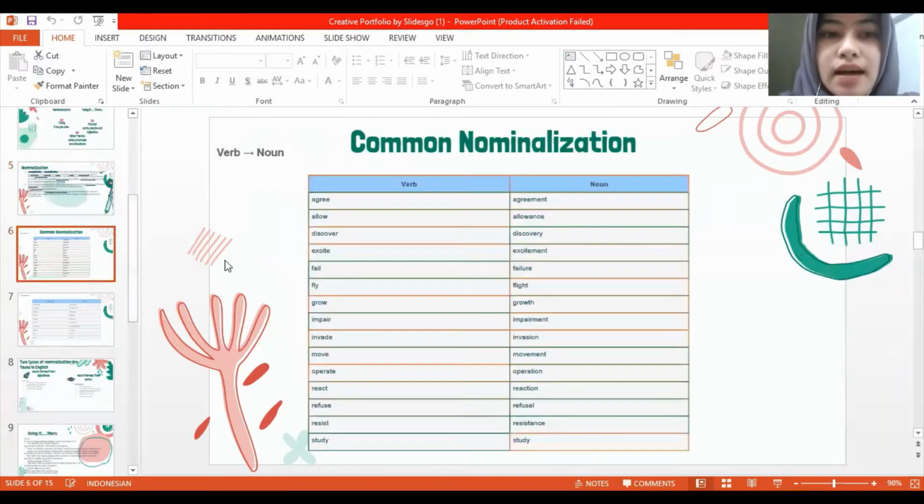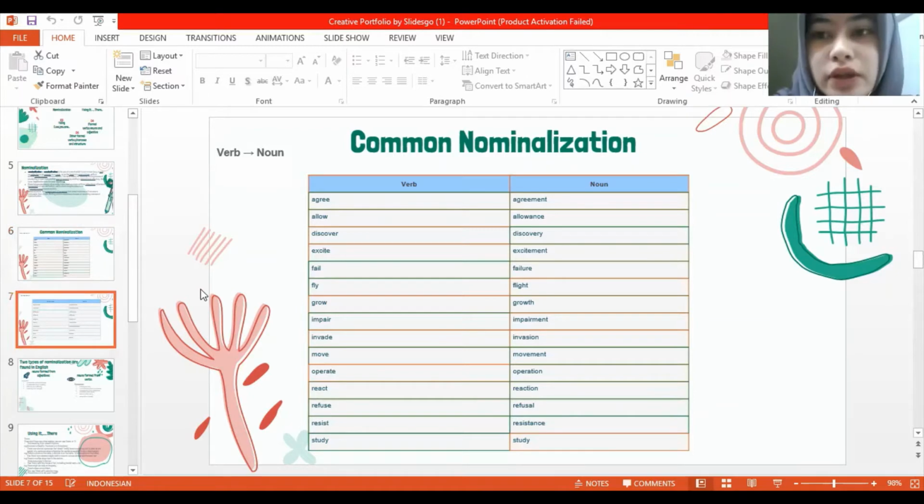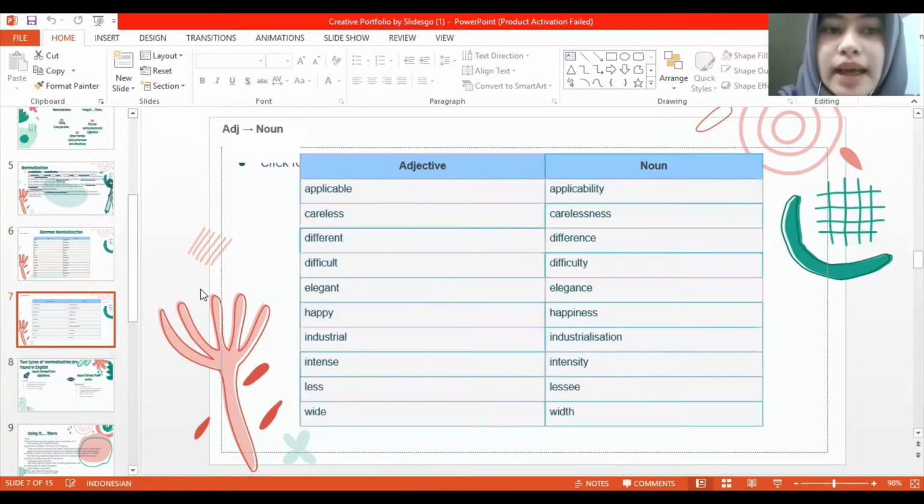First, I will tell you about common nominalization from verb to noun. In verb, we usually say agree, but in noun, we usually say agreement. The next example, in verb, we usually say discover, but in noun, we usually say discovery. And another example. Next, I will tell you about common nominalization from adjective to noun.